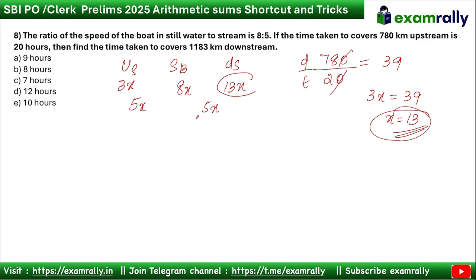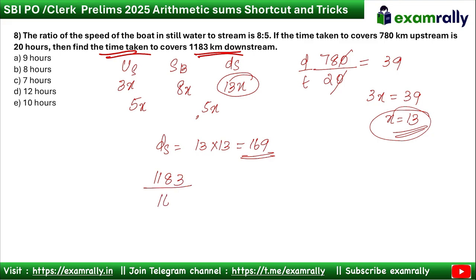Okay. So this 13x will be equal to the downstream speed, equal to 13 into 13, which is equal to 169. From here we directly get the value of x as 13, just by equating it in the downstream speed, that is 169. They asked to find the time taken to cover 1183 kilometers downstream. So the downstream distance is 1183 and the downstream speed is 169. So the time taken will be 7. Okay, 7 hours is our answer.